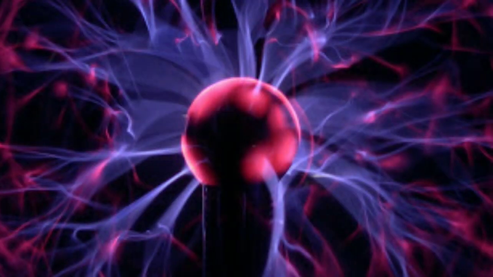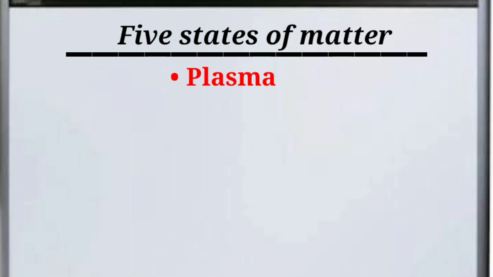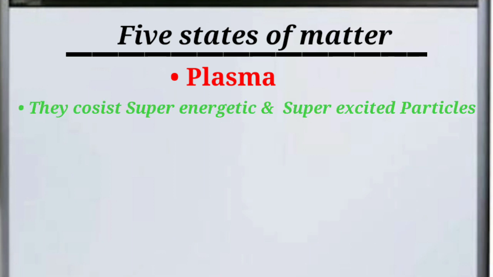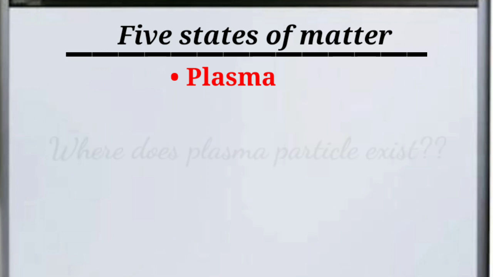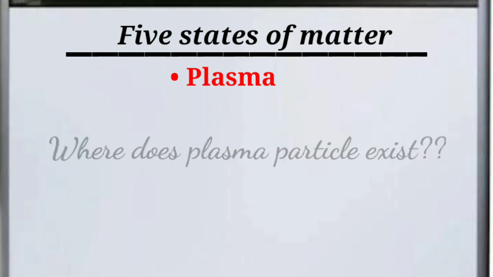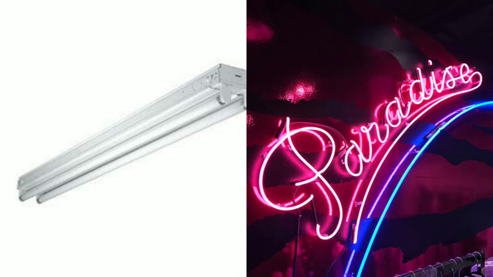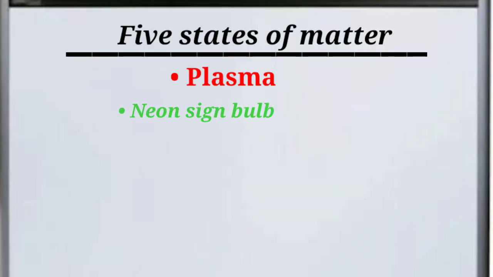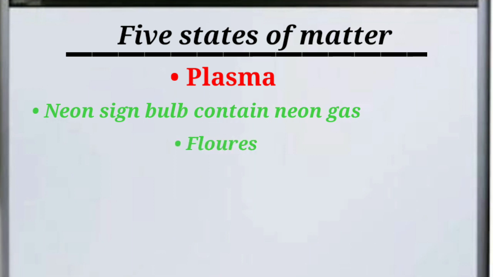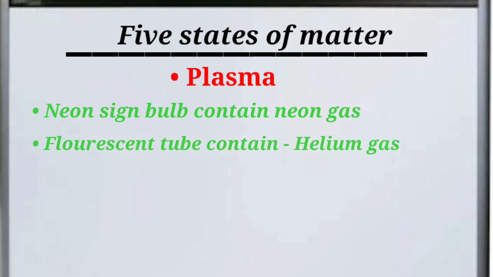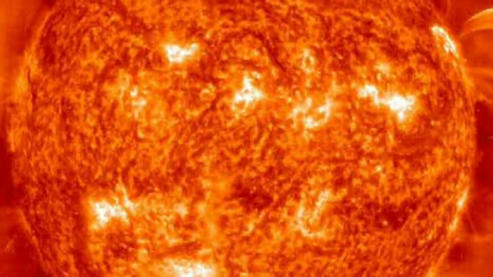First we will discuss plasma. This state of matter consists of super energetic and super excited particles, and they exist in ionized form. Here arises a question: where do these particles exist? We have all seen the fluorescent tube and neon sign bulb. Plasma exists in them. The neon sign bulb contains neon gas, and the fluorescent tube contains helium gas. When current flows through it, the gas gets ionized and starts glowing. And did you know even the sun and stars glow because of the presence of plasma in them?